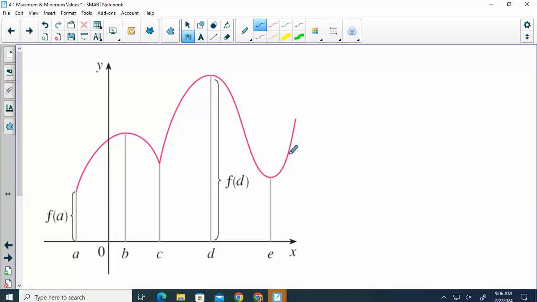So on this graph, we have a lot of different high and low points. This first point, is it a max or a min? It's a minimum. Is it the lowest on the entire graph? Yes. Can it be a local minimum? No, because it's an endpoint. So this is just an absolute min. Okay, when x is b, what would this point be? It's not the highest on the entire graph, but it's higher than the points on either side, so it's a local max.